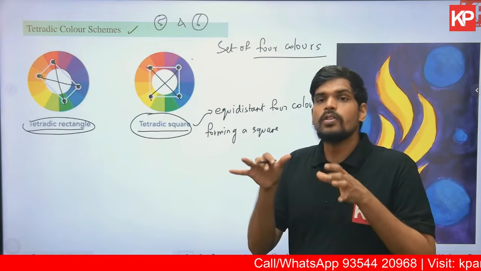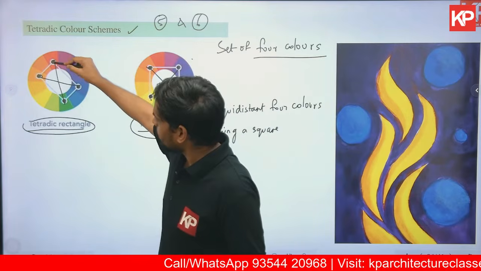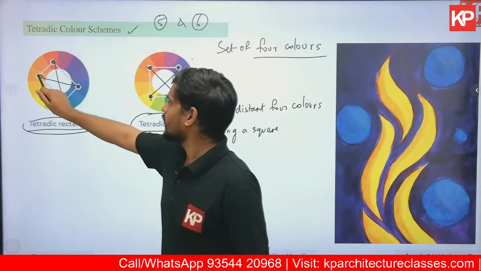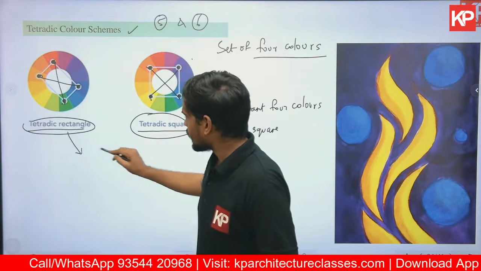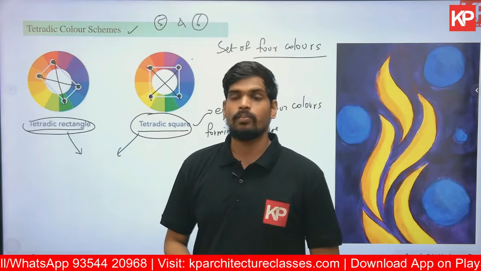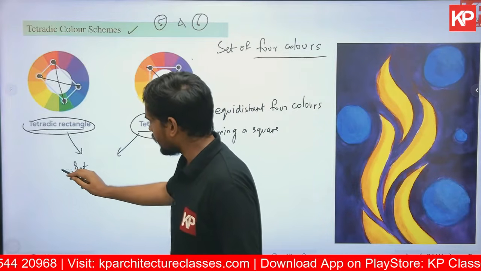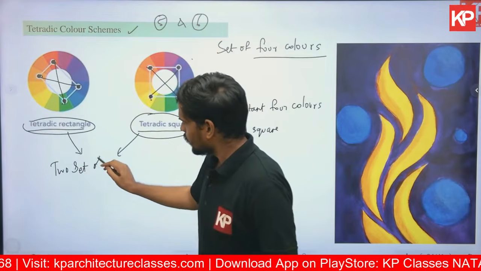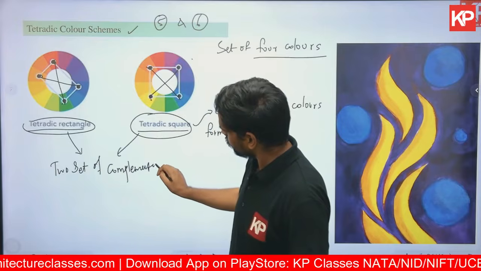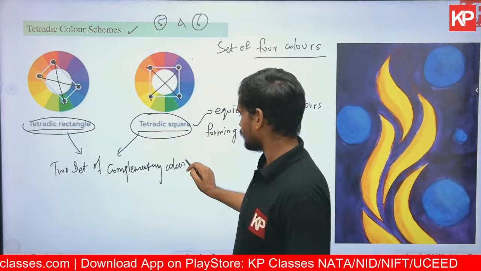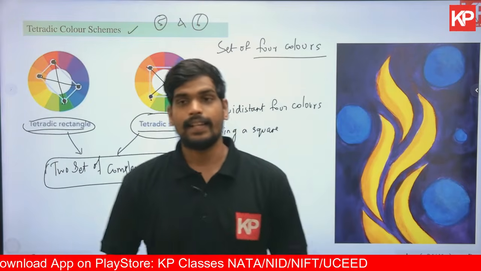So if you are selecting 2 sets of complementary colors, you will get tetradic colors. Tetradic rectangle also is a set of 2 complementary colors diametrically opposite, and here again a set of 2 more diametrically opposite. So tetradic rectangle, tetradic square. One more additional point to remember here is they are obtained by selecting 2 sets of complementary colors. You will get the tetradic color scheme.